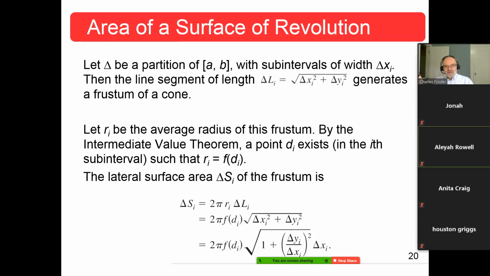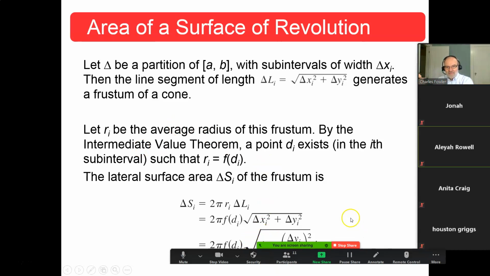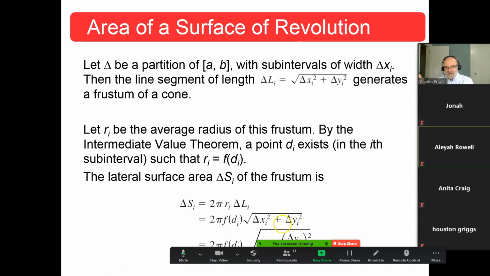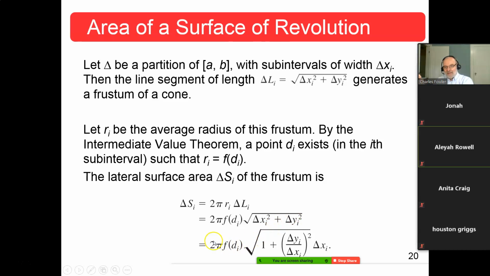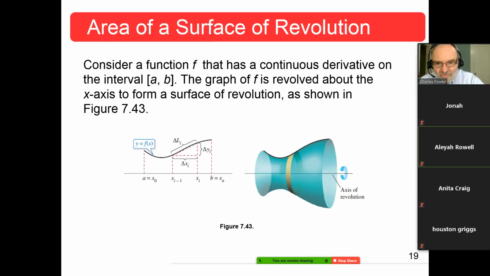Well, the delta L sub i is just like your arc length, which is the square root of 1 plus what's going to wind up being y prime squared. So the only thing you're doing is taking this arc length and multiplying it by 2 pi times your function, which is how high above the x-axis you are. That was your y sub i in this illustration.